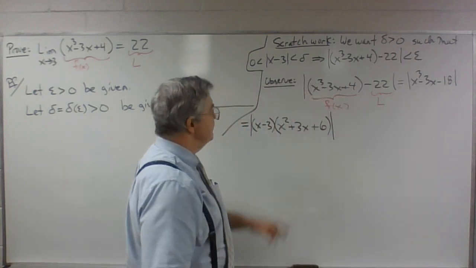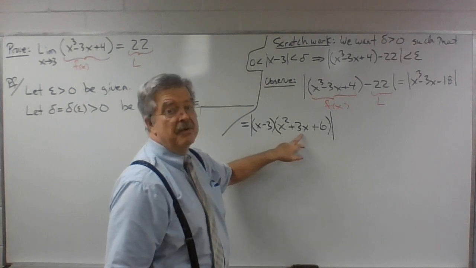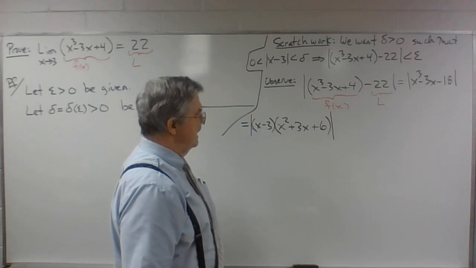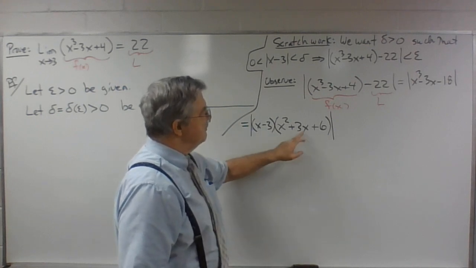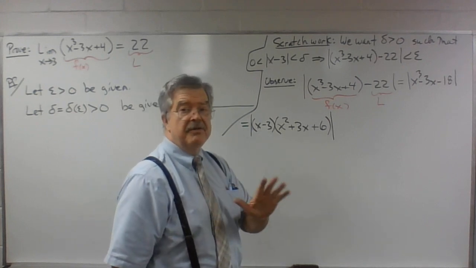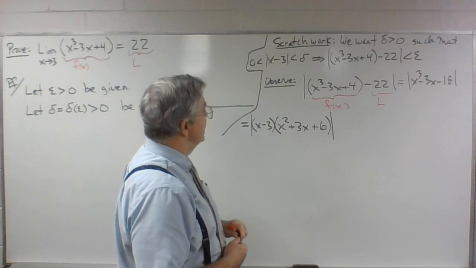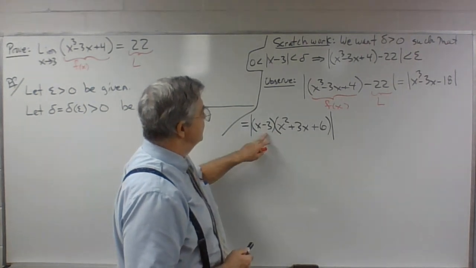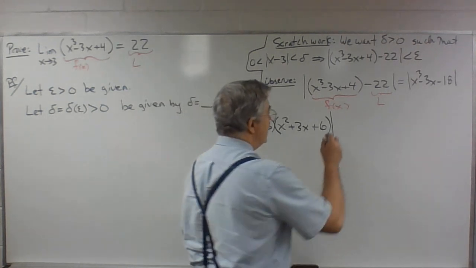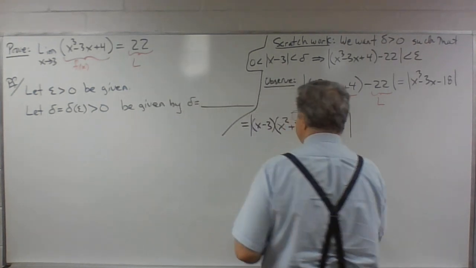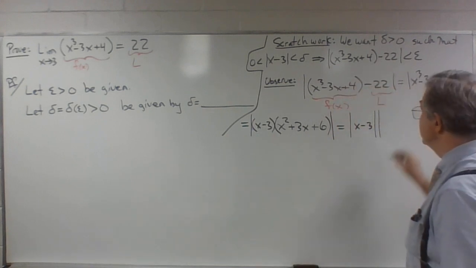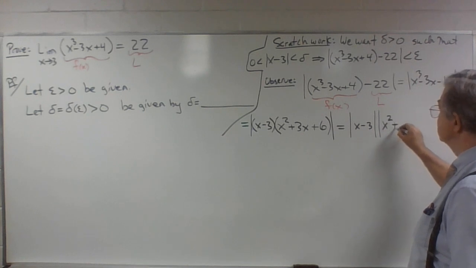Now, can this thing be factored? I don't know. But I'm not really that worried about it. Whether I can factor this thing or not, I'm going to be able to pull this proof off. I have the absolute value of the product of two polynomials. So I'm going to split this up into the absolute value of the first times the absolute value of the second.